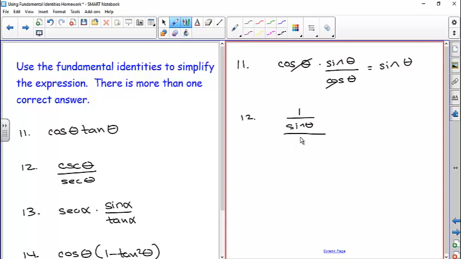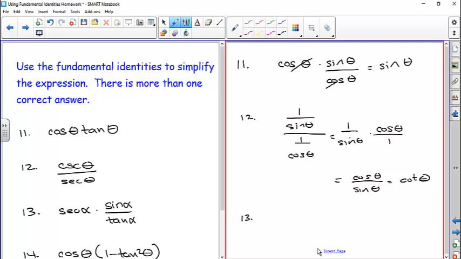The next one's true as well, so you get 1 over the sine is the cosecant. The secant is 1 over the cosine. So here you have 1 over the sine, and you take the reciprocal of the denominator and multiply it. So we get the cosine of theta over the sine of theta, which is, from the quotient identity, the cotangent of theta.